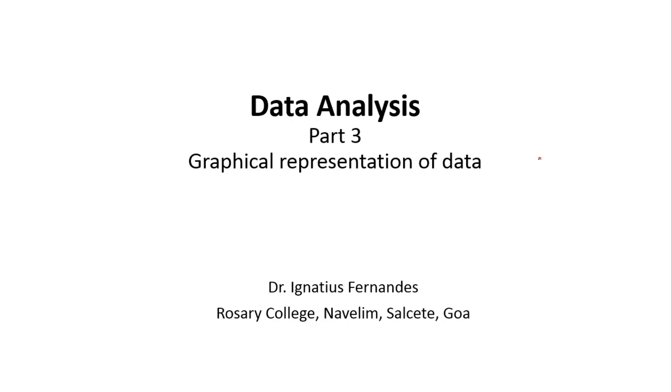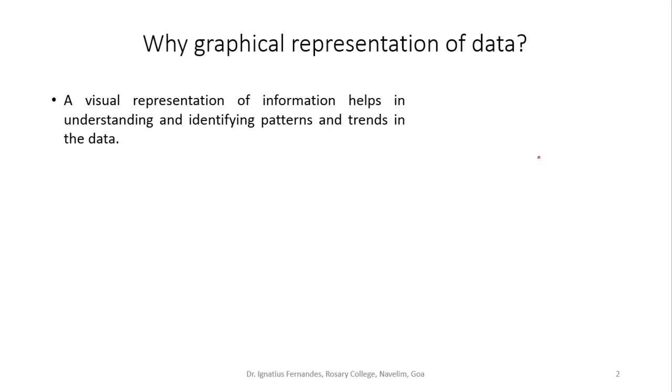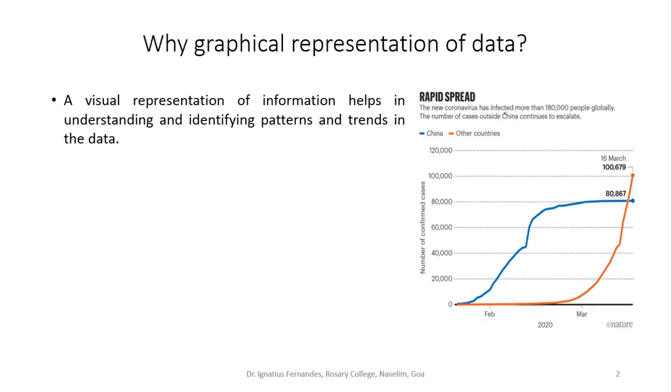Another way you can organize data is to put it into a graphical form or a picture form. Why we put data into a graphical form is because we are in a better position to identify different patterns or trends followed by the data set. Let's say, for example, this is a picture that we have already seen before. I have the number of COVID cases, a comparison between China, this blue curve, and the other countries, this line.